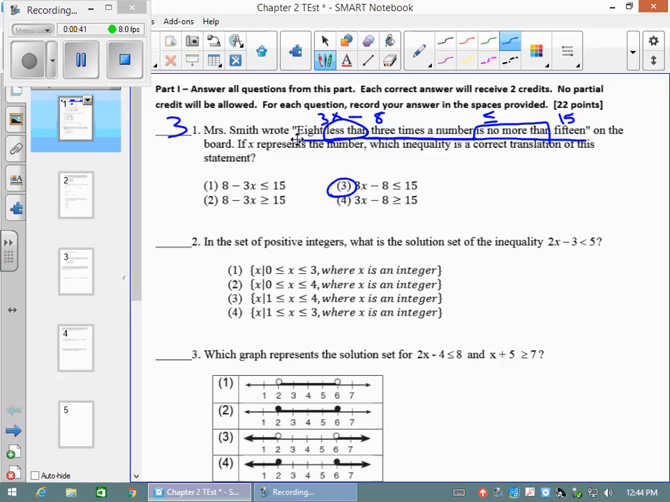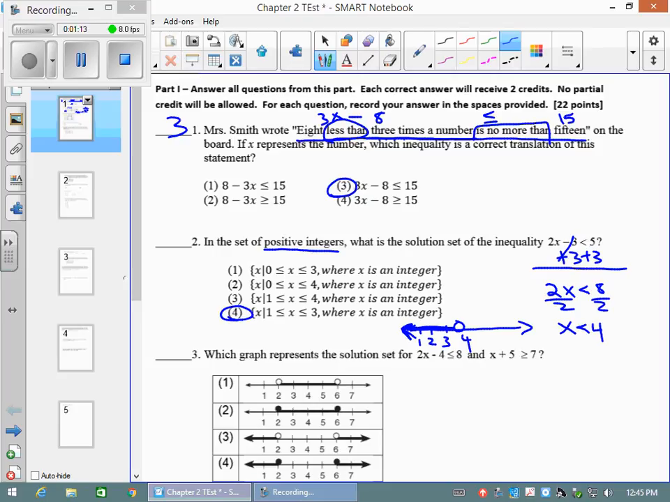Taking a look at question 2, the first thing you want to do is solve the inequality. So 2x is less than 8. x is less than 4. If you thought about this on the number line, not including 4, but including everything less than 4. The question wants to know positive integers only. You want to think about your positive integers less than 4. So that would be 3, 2, and 1. So the correct choice would be choice 4.